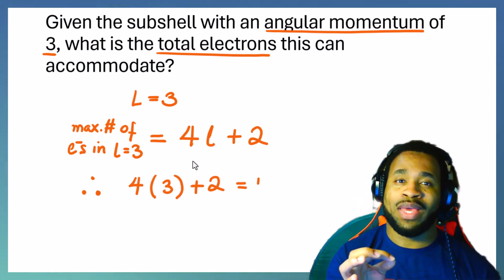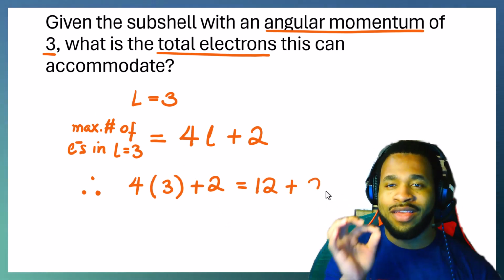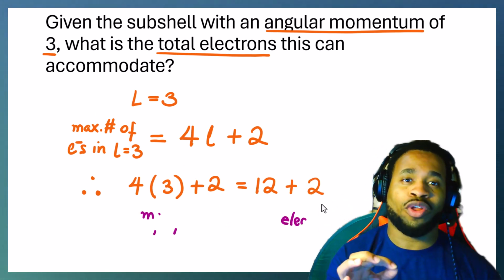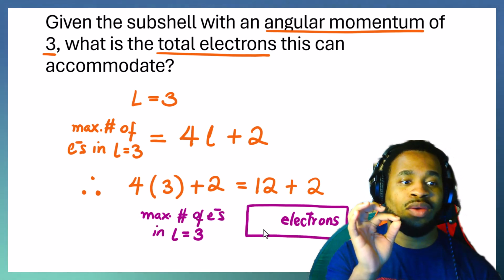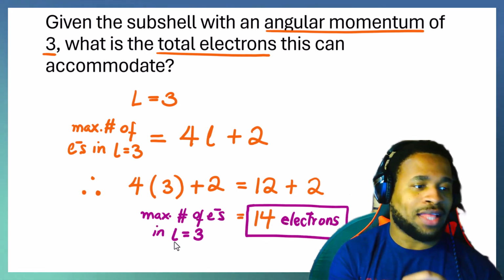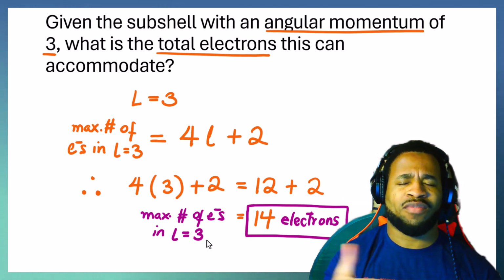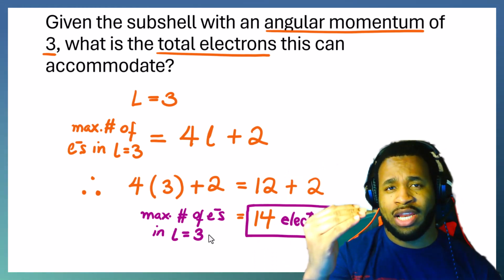That means we get 12 plus 2. That gives you the total number of electrons to be what? 14, which can be accommodated at L equals 3. Now, let's look at this in terms of how it looks energetically.